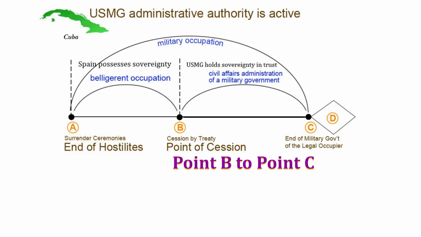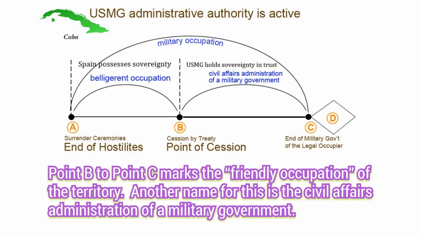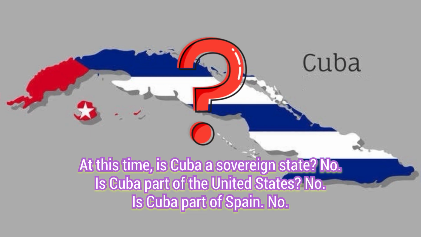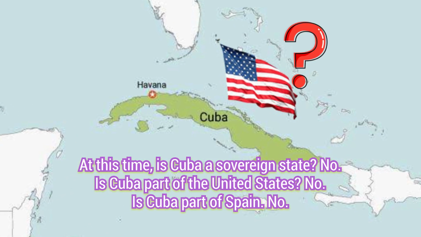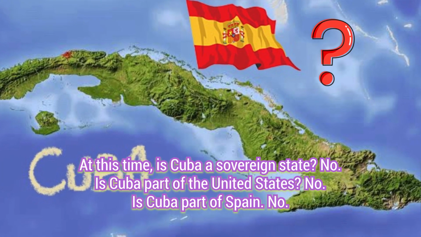Point B to point C. April 11, 1899 to May 20, 1902. Point B to point C marks the friendly occupation of the territory. Another name for this is the civil affairs administration of a military government. At this time, is Cuba a sovereign state? No. Is Cuba part of the United States? No. Is Cuba part of Spain?